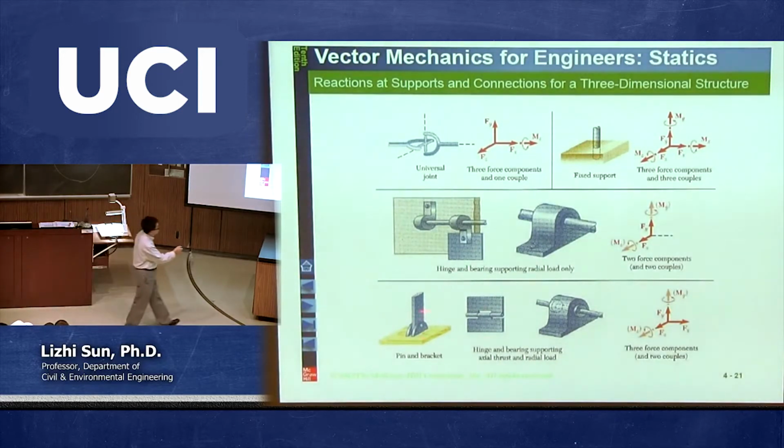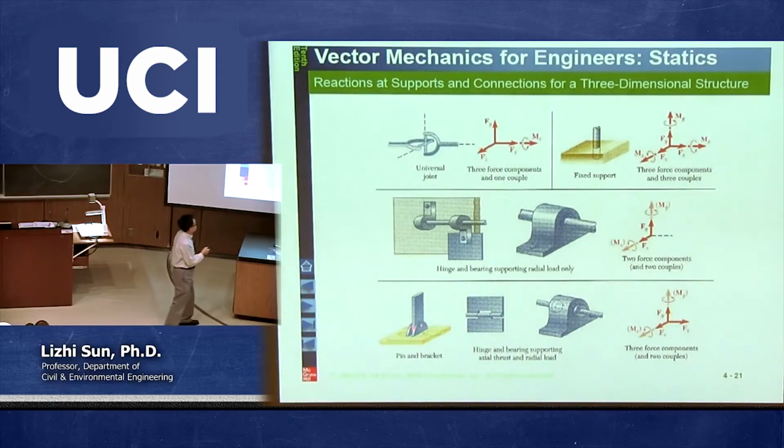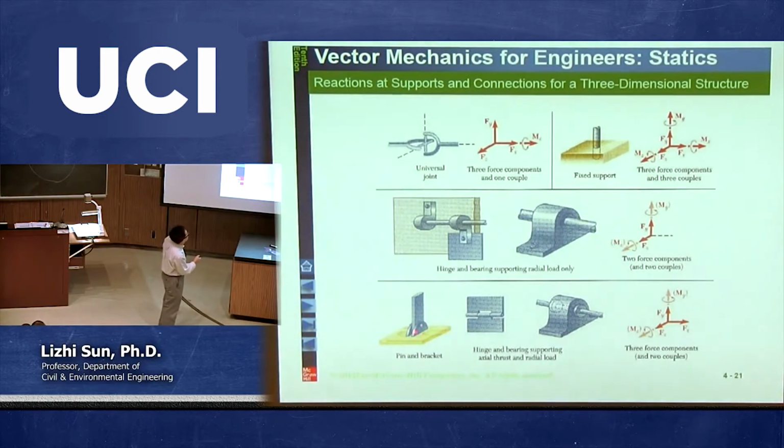The last three scenarios are something like pin and bracket, or called the hinge and bearing support, axial thrust, and radial load. So in other words, you look at this one, or these two, you cannot move in any direction. So that's why you have these. Okay? And then the rotation, this is free to rotate in the x direction. If you move around this one, it's okay, or this one is okay, or this is free to rotate. So that's why you have two moment resistances and the three forces.